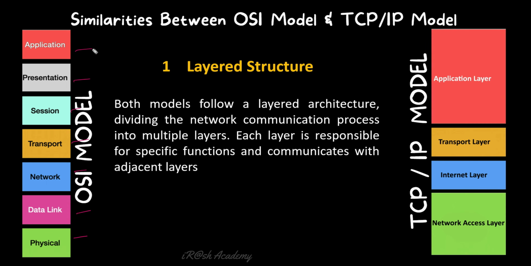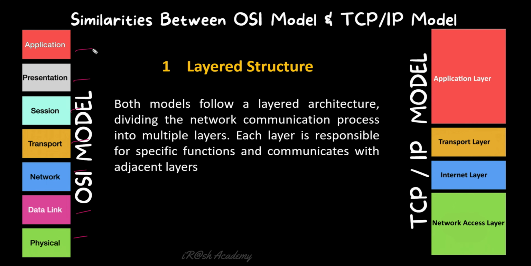In both models, each layer has a specific functionality. For example, what is the function of the physical layer? The function of the physical layer is to provide the physical connectivity to the computer network. And what is the function of the data link layer? The function of the data link layer is to manage the physical addresses of the network devices, and when it goes to the network layer, its function is to manage the logical part of the networks.